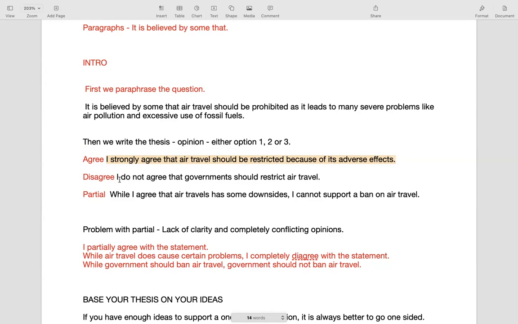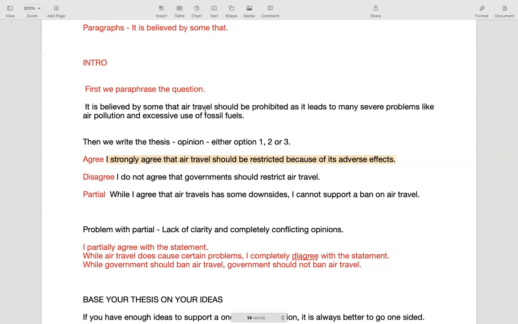Okay, disagree. You can directly write, I do not agree that governments should restrict air travel. I do not agree with that. So you're going to write that. Again, clear. The examiner is clear. The third option would be to write a partial essay. Here I try to play around. I think, what can I do to make it partial?